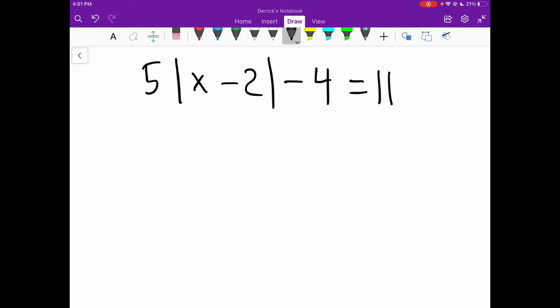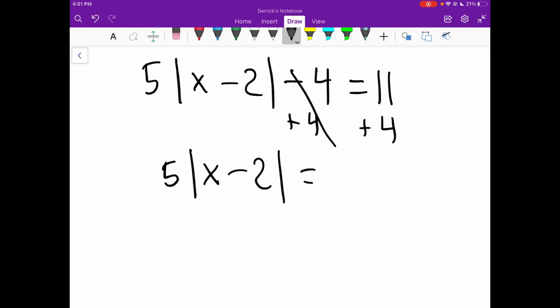So if I have stuff outside the absolute value bars, I want to get all of that to the other side of the equation. I want to isolate the absolute value, meaning before I do a positive and negative case, I want to go ahead and move the 5 and minus 4, the negative 4, to the other side. So to do that, I would start by adding 4 to both sides. That would give us 5 times the absolute value of x minus 2 equals 15.